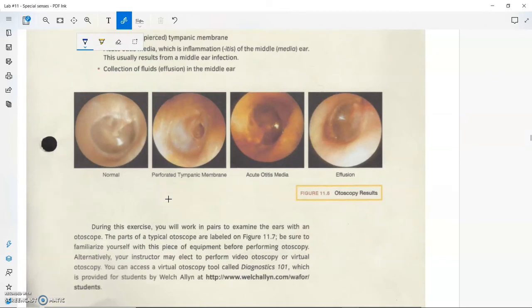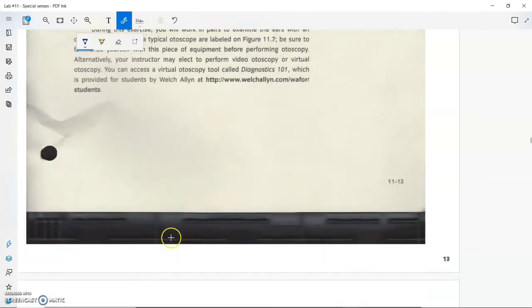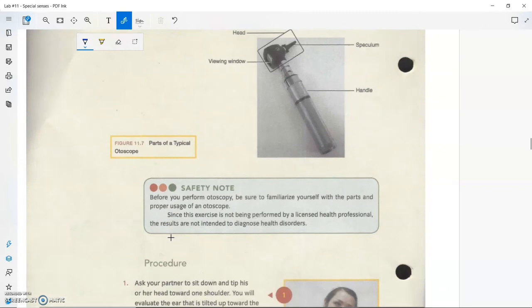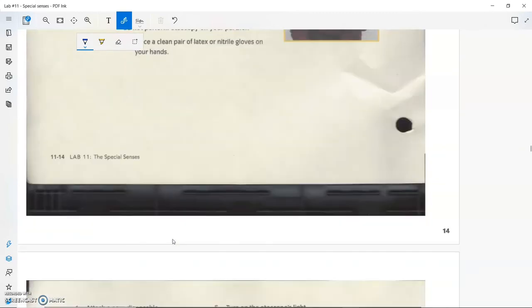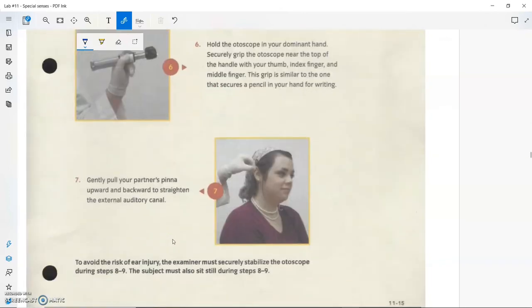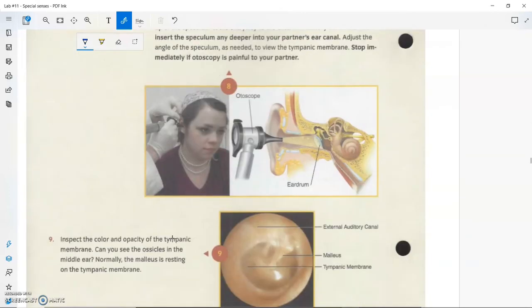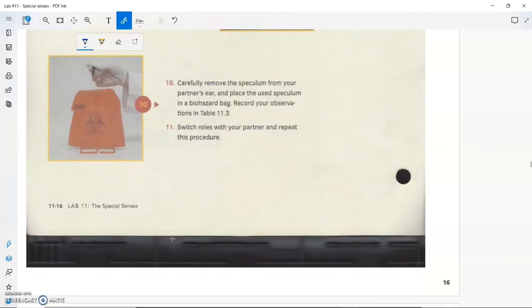Now this, not much, otoscope is used to examine the ear. You can see some pathologies here. So normal ear, ear with a perforation of the tympanic membrane, ear with inflammation, acute otitis media, and ear with accumulation of inflammatory fluid, with effusion. So this is the otoscope. Basically, I think everybody went through this exam, and it's pretty neat, but unfortunately we cannot do this otoscopy here.